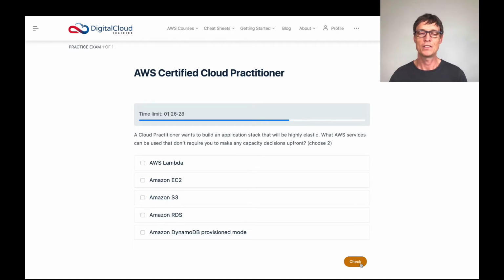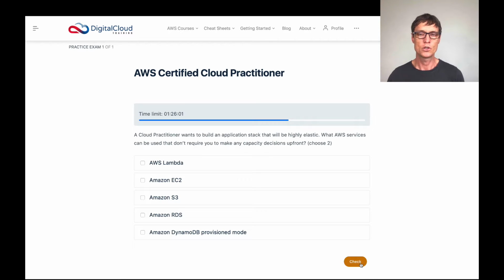So let's get started. This question says, a cloud practitioner wants to build an application stack that will be highly elastic. What AWS services can be used that don't require you to make capacity decisions up front? So remember, one of the key advantages of the cloud is that with many services, you don't have to make any capacity decisions. That means you can launch the service, and if your user base grows and the traffic on your application grows really quickly, then it will automatically scale.